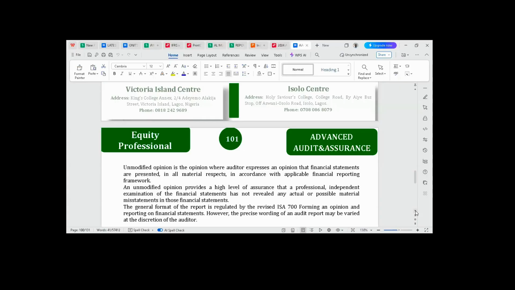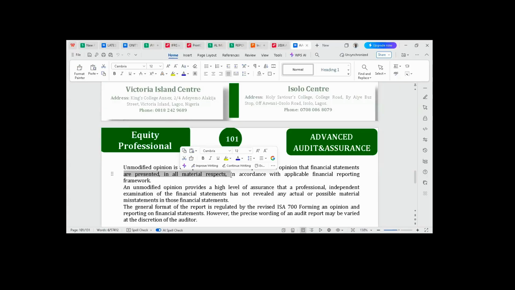Negative, or something that is what? Something that is bad. Okay? So I need you to have that at the back of your mind. So when you talk about unmodified audit report or unmodified audit opinion, we are practically saying the same thing. What it means is that the auditor has been able to express an opinion that the financial statements are presented in all material respects in accordance with applicable financial reporting framework. The auditor does not have any reservations, does not have any issues with how the financial statements have been presented. That's what it means.